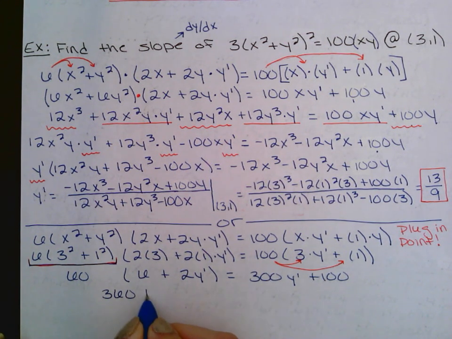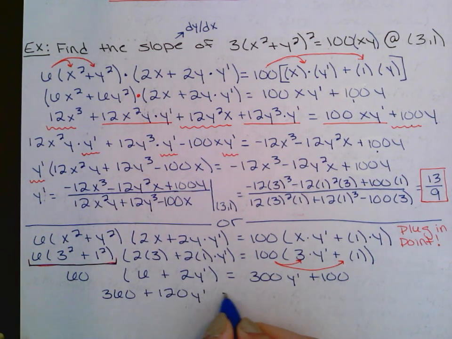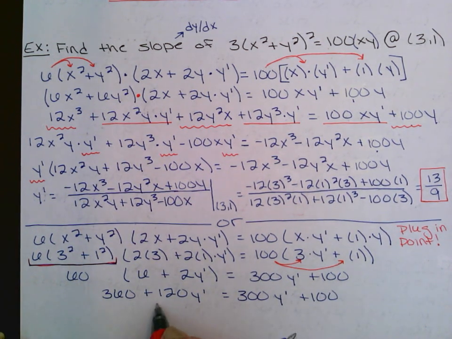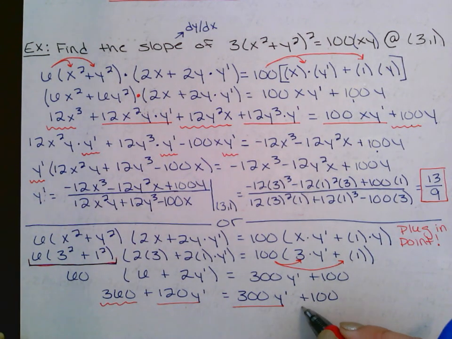Add the 0 in. Plus double 60 is 120. Y prime equals 300. Y prime plus 100. I have a y prime here and a y prime here. Those two are going to the left. Since these two do not have y primes, those are going to the right.